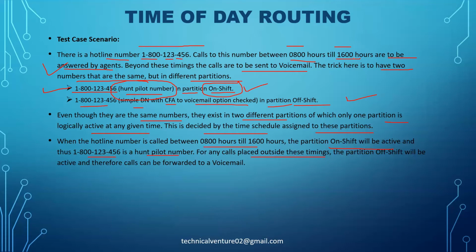For this, we need to create two off shift partitions, because we cannot create the time period like 4 p.m. to 8 a.m. next day. We need to divide it in two parts, like 4 p.m. to 12 a.m. at night on the same day, and then another off shift partition from 12 a.m. to 8 a.m. in the morning next day. So for any calls placed outside these timings, partition off shift will be active right after 8 to 4, and therefore calls will be forwarded to the voicemail.